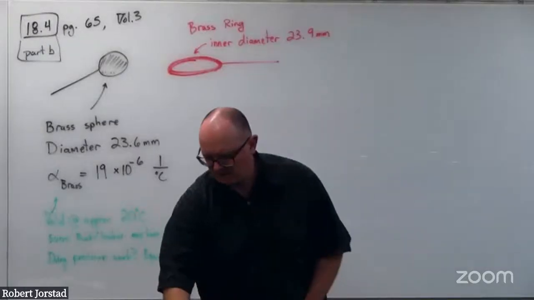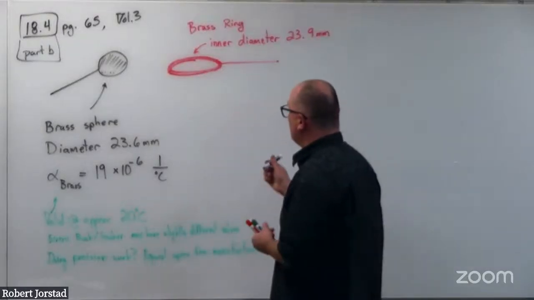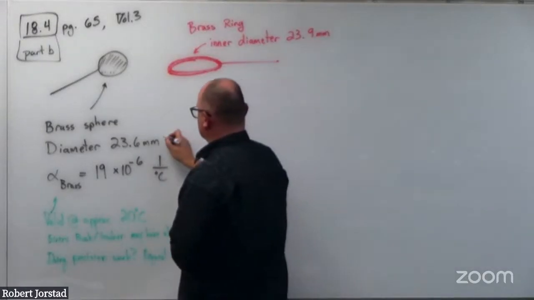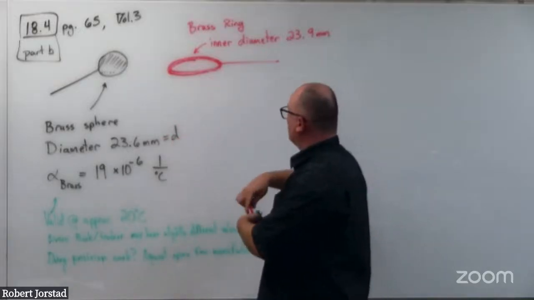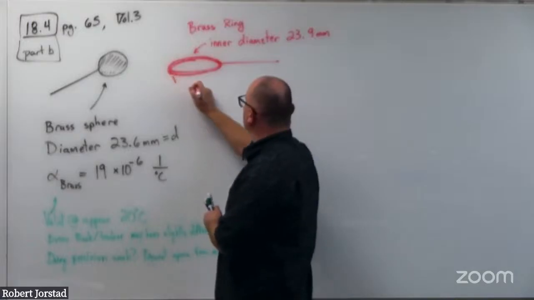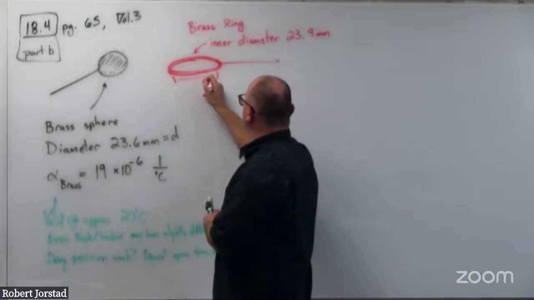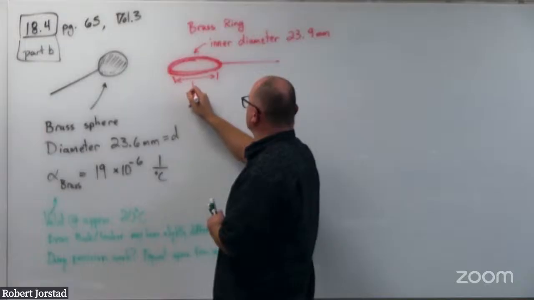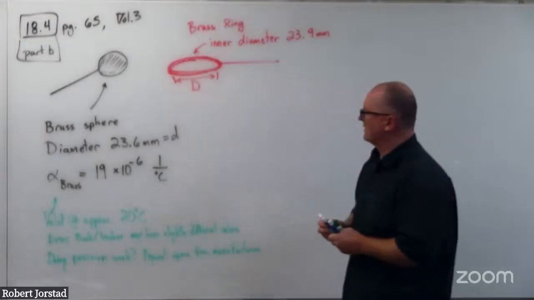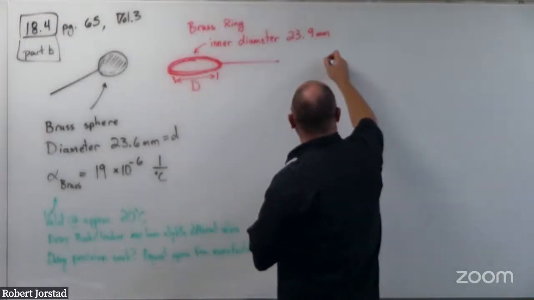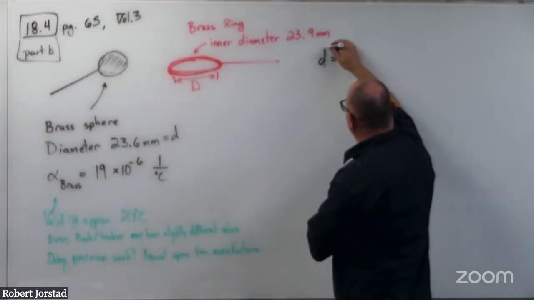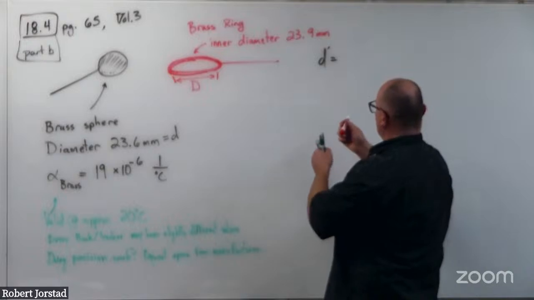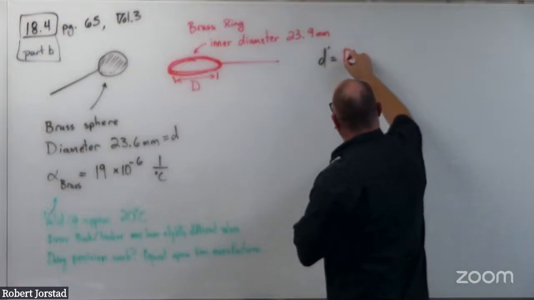Okay, here we go. So I know I want, let's just give this a variable. Let's call this inner diameter here capital D. It's a little bit bigger. So we want D prime to equal capital D.